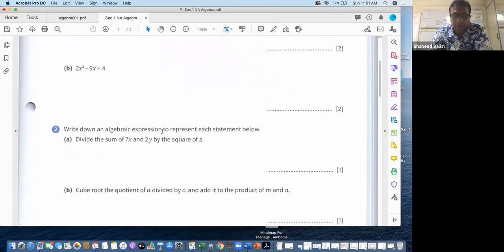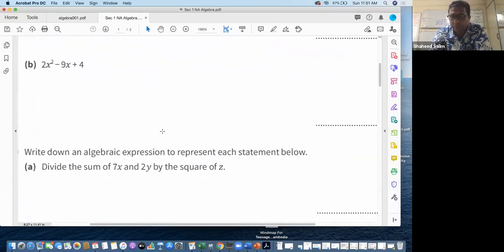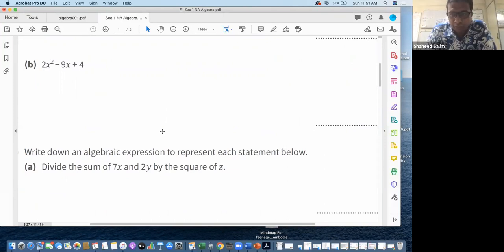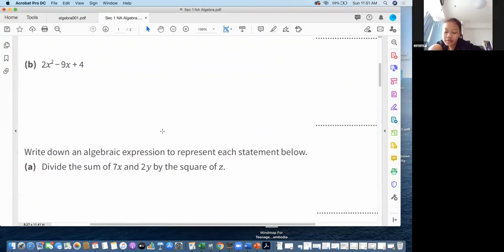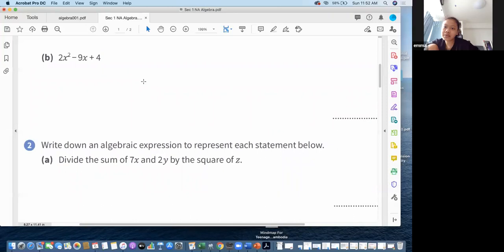Okay, what about the next one? Can you do the next one? Do you have your answer for the next one? No. What's your answer? 7x plus 2y over z to 2. Wait. Can I see the question? You can see the question, cannot? No.